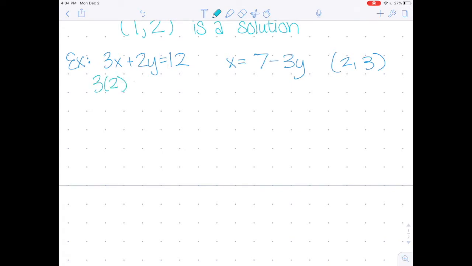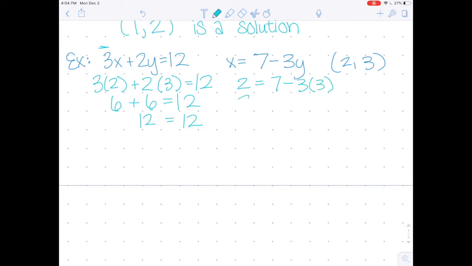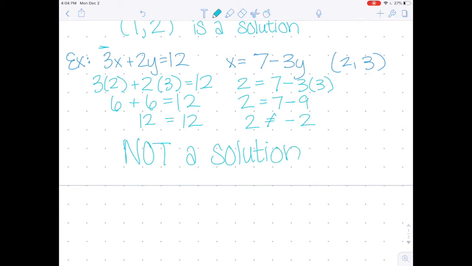3 times 2 plus 2 times 3 equals 12. 3 times 2 is 6, 2 times 3 is 6, and 6 plus 6 equals 12, so it works for this equation. Let's try the other one. x is 2 equals 7 minus 3 times y is 3. So 2 equals 7 minus 9. 2 equals 7 minus 9 is negative 2, so this is not true. So this is not a solution. If you want to be specific, 2, 3 is not a solution.